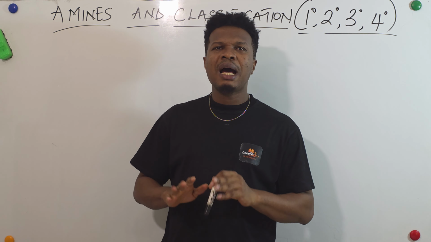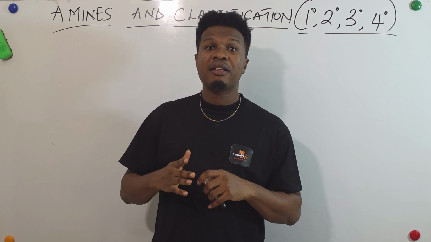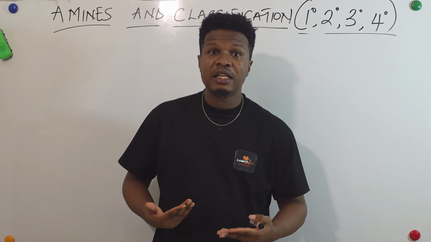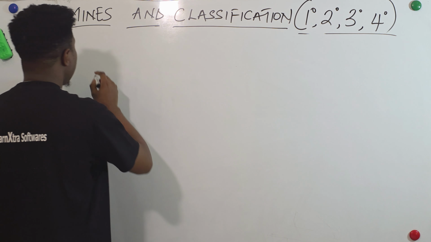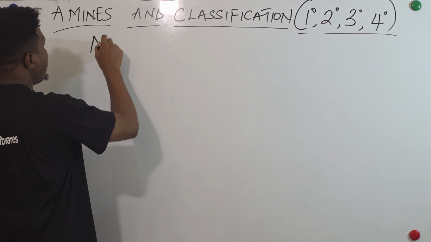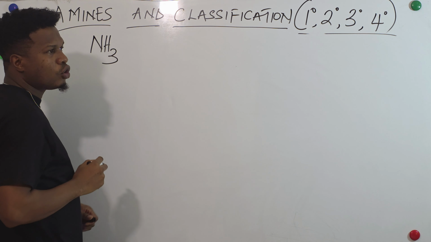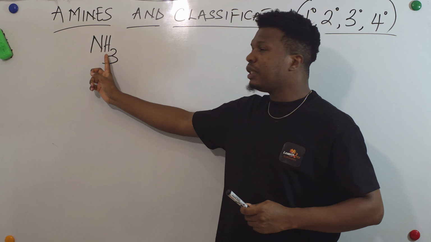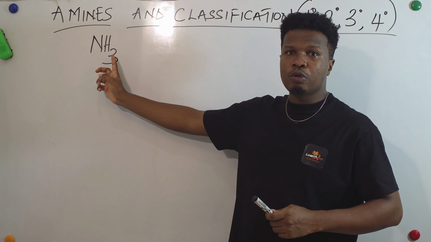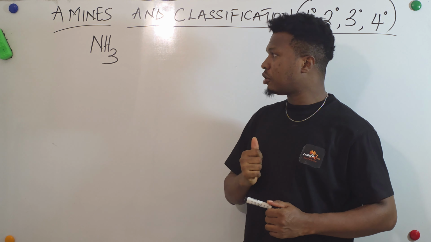Now, these amines are derived from, they are derivatives of what? Ammonia. So amines are derived from ammonia. Ammonia is NH3, right? So when you substitute the hydrogen in this ammonia with an alkyl group, then you have your amine functional group.